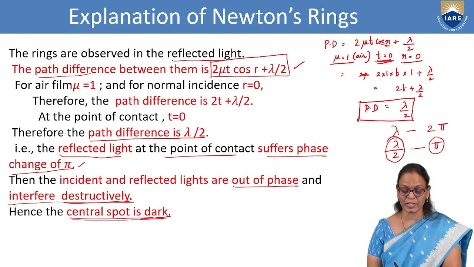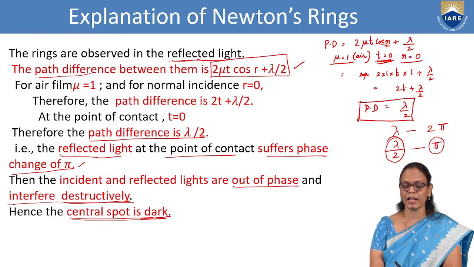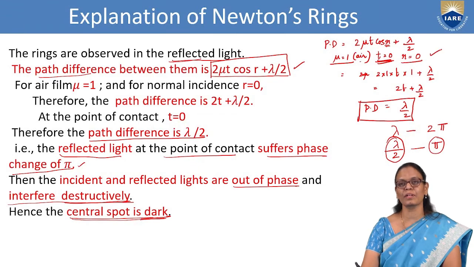So, you need to understand this is a reasoning question. Why is the central spot dark in Newton's rings? Because we are viewing it in reflected light. These are the three conditions we are going to substitute and we are going to see that the path difference is lambda by 2. So, whenever there is a path difference of lambda by 2, they are always out of phase and out of phase gives rise to destructive interference which we will be seeing as a dark fringe. So, the central spot is dark.